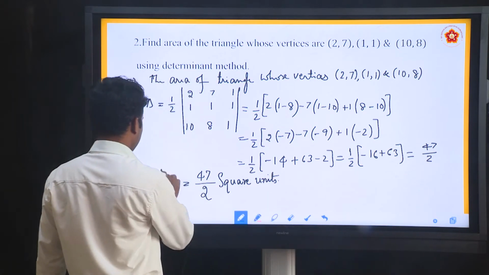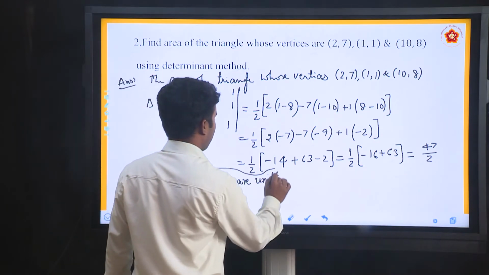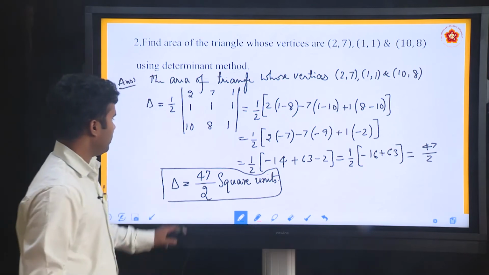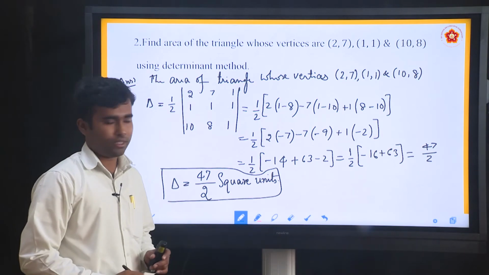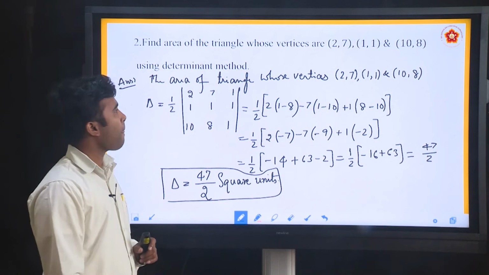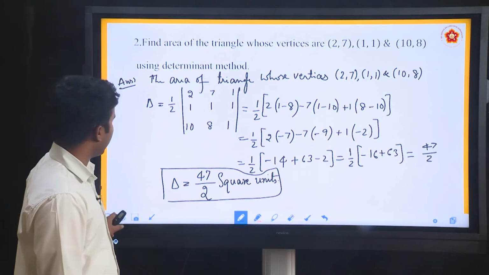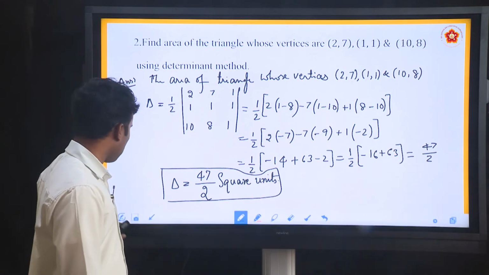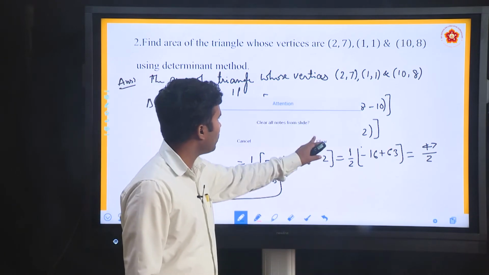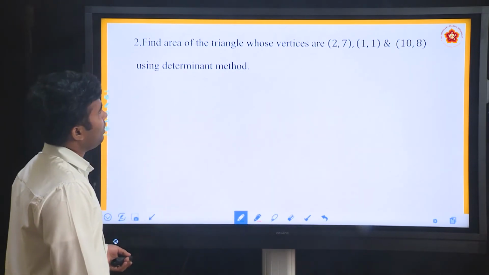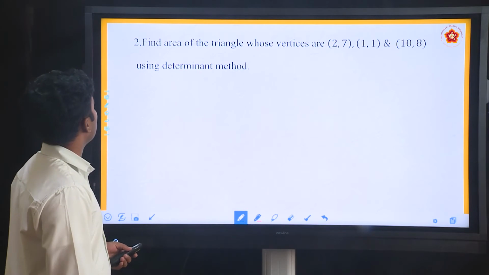So, this is the answer for the given. Okay, 47 by 2 square units, which is a positive quantity. So, similarly we can solve some more problems on finding the area of a triangle. Let us see one more problem here.